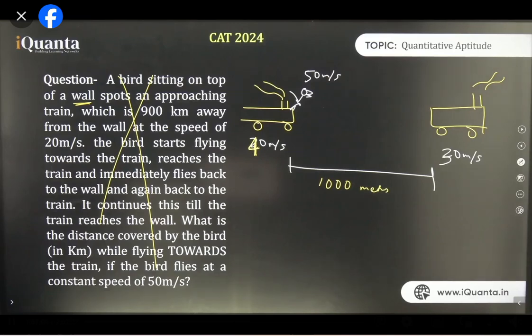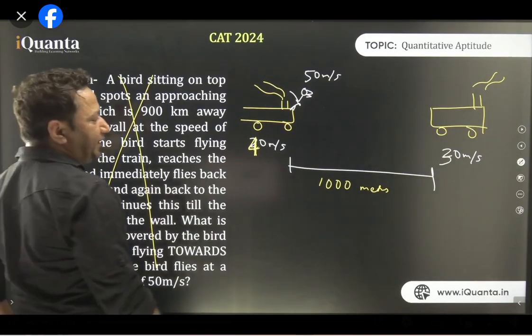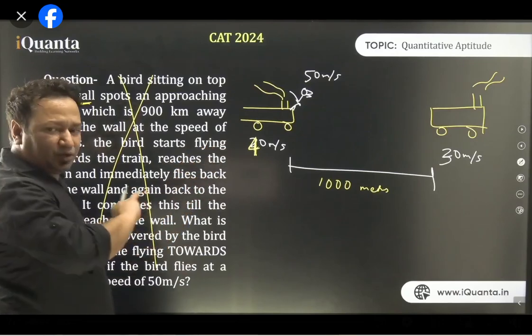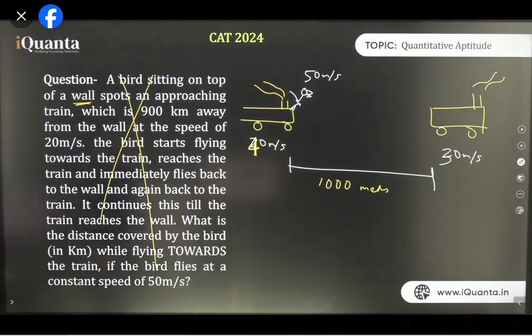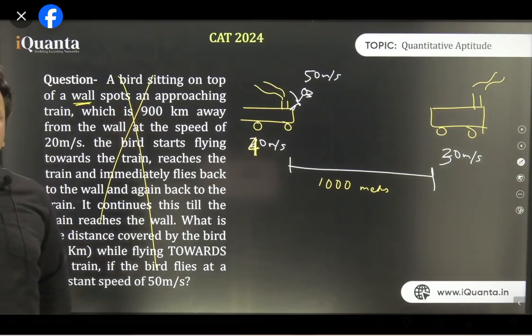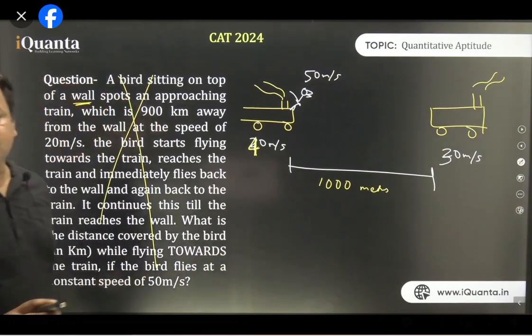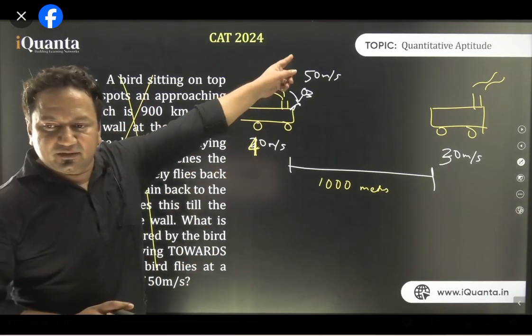I think the question is clear now. So tell me first of all, what's the total distance traveled by the bird in this case? Total distance, not the forward, total. Sonak, exactly. I think Sonak, now you have got it. This is the question that I was looking at. What is the total distance traveled by the bird in this case? Anyone? Speed of bird is 50. Sumit.